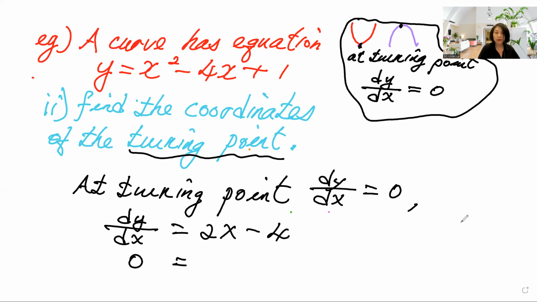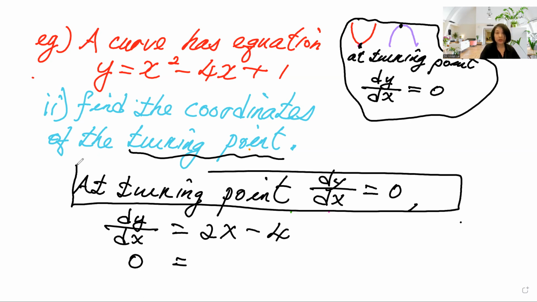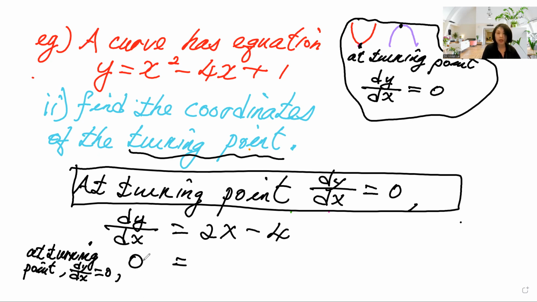This is the key thing you need to remember. You can put at the turning point in front of here, it looks better. At the turning point, dy dx equals 0, and then you start with 0 equals 2x minus 4. I boxed the thing, that means you don't have to write it. I just want to let you remember the key thing. When I box something, that means you don't write it. This is the key concept for you to understand. With this working out, you are totally fine.